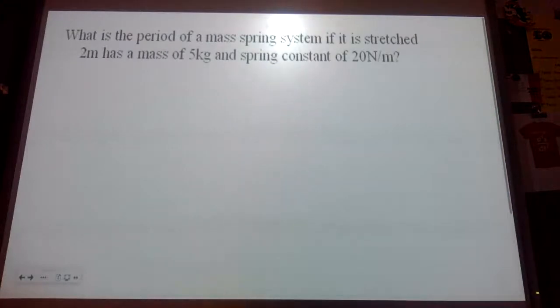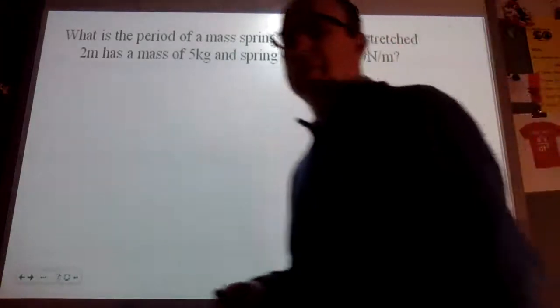Okay, so what is the period of a mass spring system if it is stretched 2 meters and it has a mass of 5 kilograms and a spring constant of 20 newtons per meter?